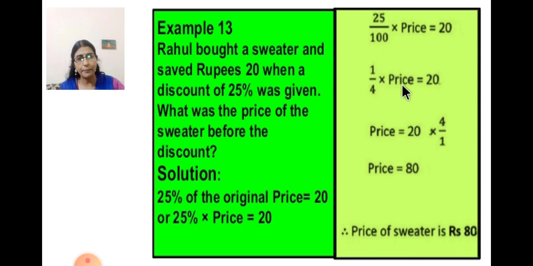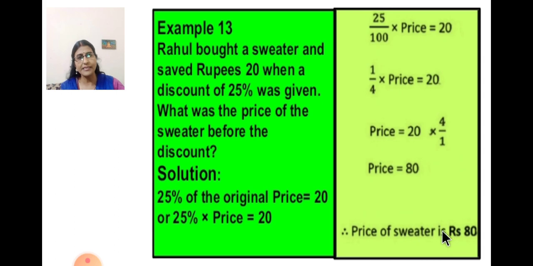And then to get the price, that means the cost price, what was the price before the discount? So that we have to find out. So here we will write price, and this we will bring it to the right side. When you bring it to the right side, 1 upon 4 will become 4 upon 1, and here you will give the multiplication sign. And then 20 into 4 will be 80. So the price of the sweater is rupees 80.